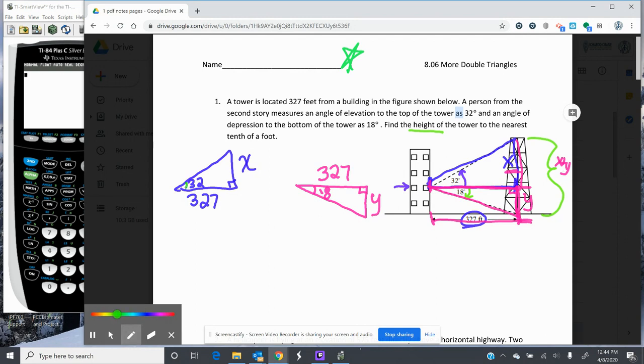So from our angle of 32, we have an opposite side and an adjacent side. So opposite over adjacent is our tangent function. So tangent 32 equals opposite x over adjacent 327.